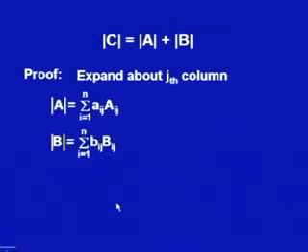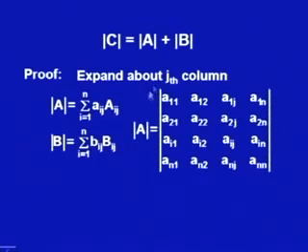We can expand the matrix about the jth column to get the determinant A. This way we write determinant A as the summation from i equal to 1 to n of Aij multiplied by Aij, the second Aij being the cofactor of Aij. So we have obtained determinant A about this column. The same thing can be done for B.